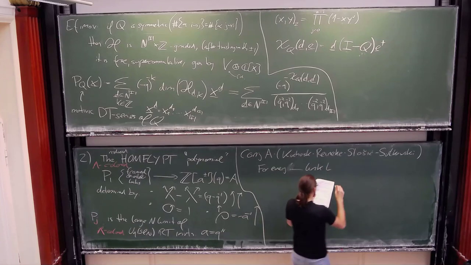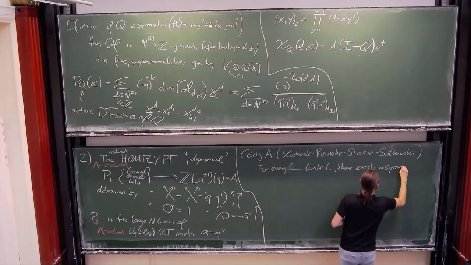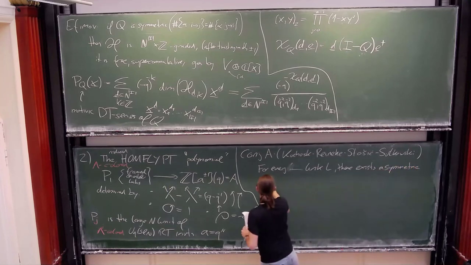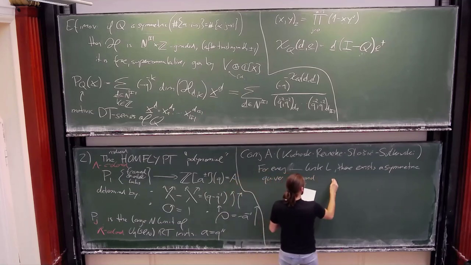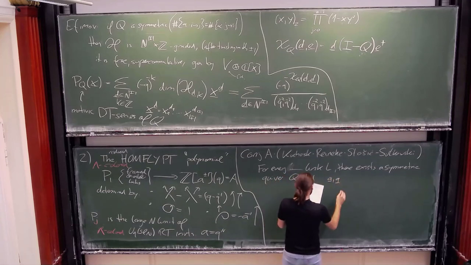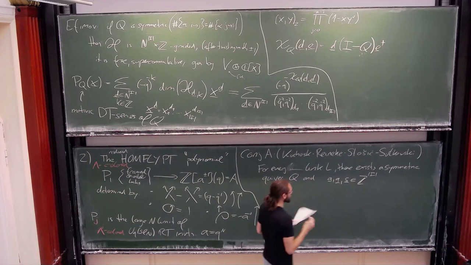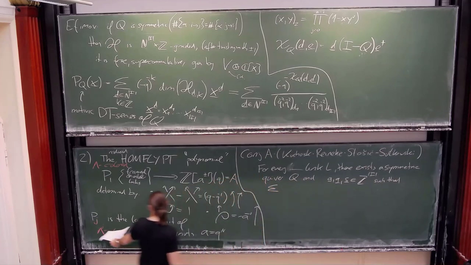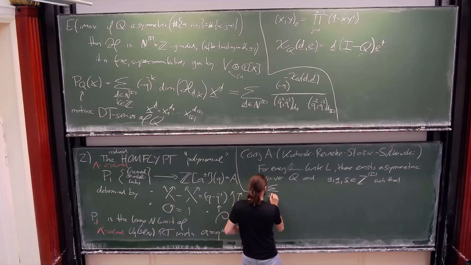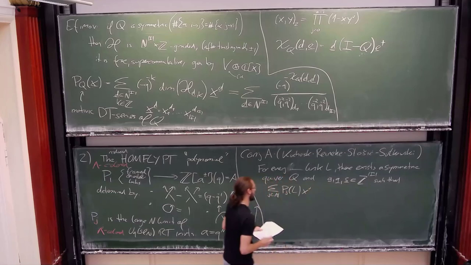For every link L, there exists a symmetric quiver Q, with vectors a, q, and s, of length the number of vertices of this quiver, such that, well, you form the generating function of these wedge J colored HOMFLY polynomials. So we just sum these colored HOMFLY polynomials of the link L up, but we remember the color by placing this x to the j.